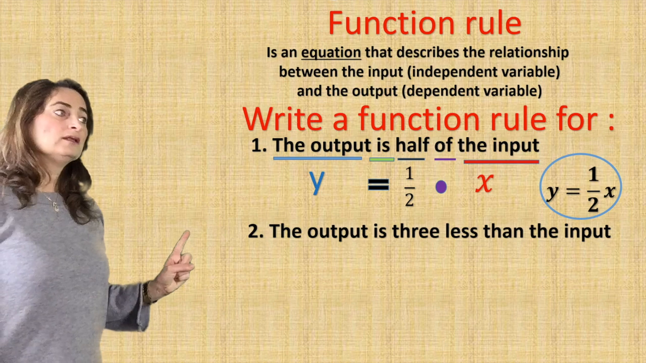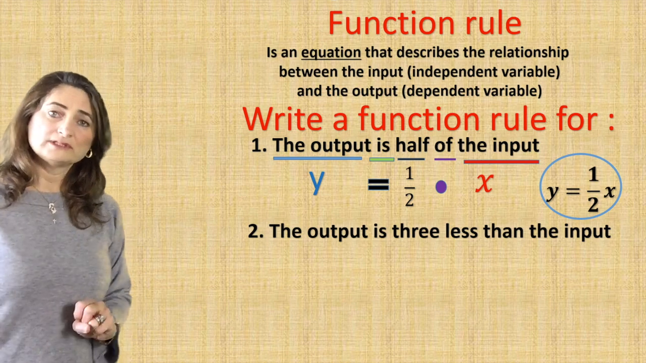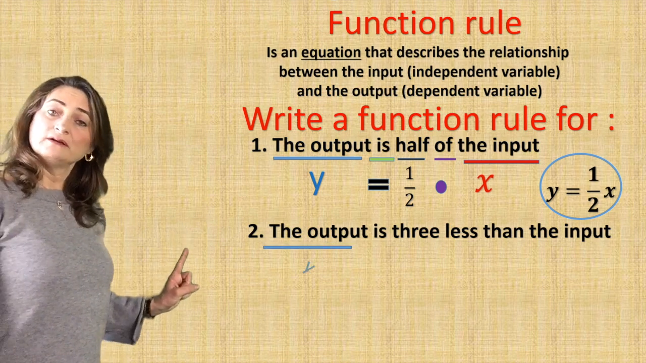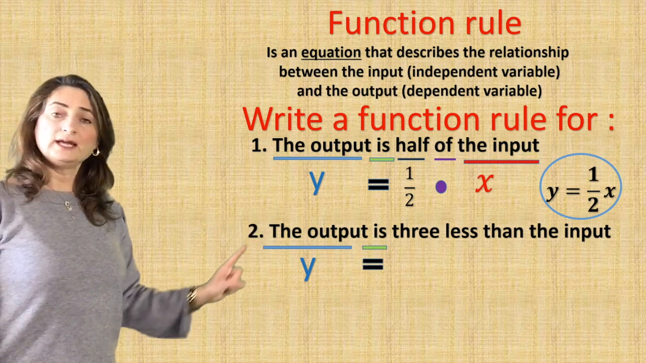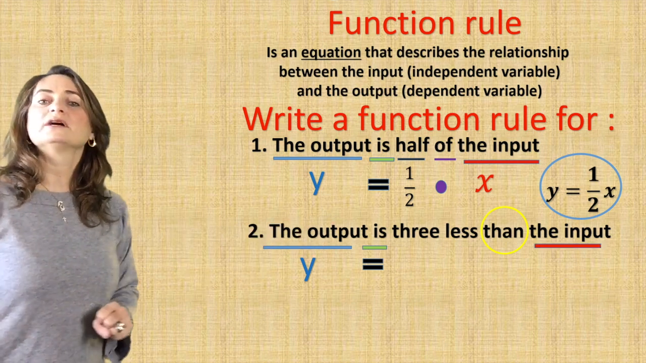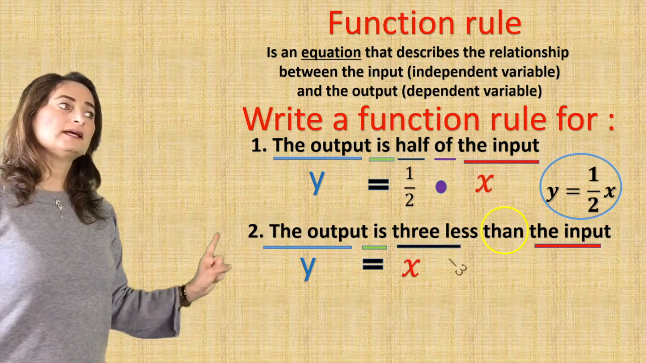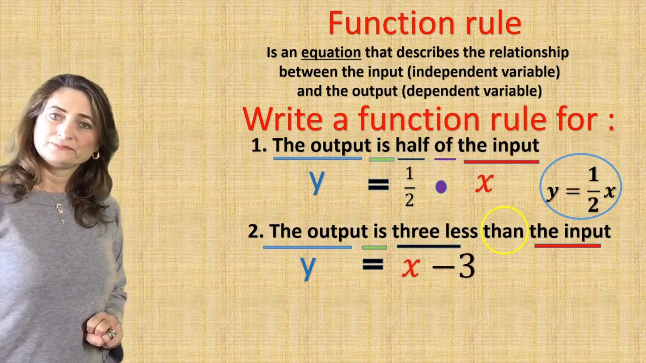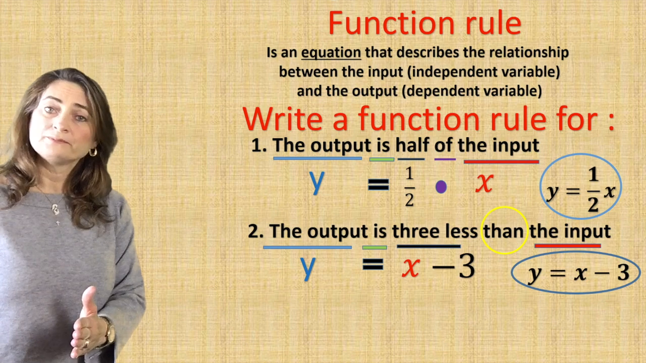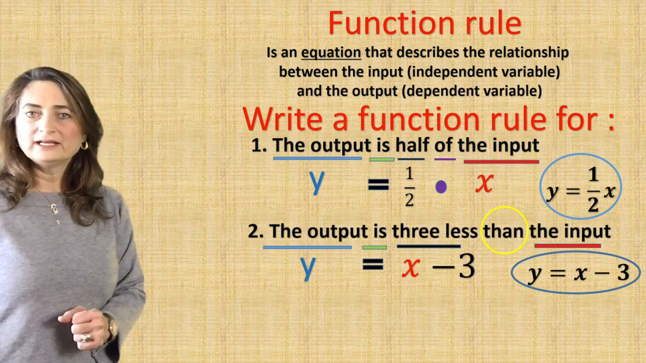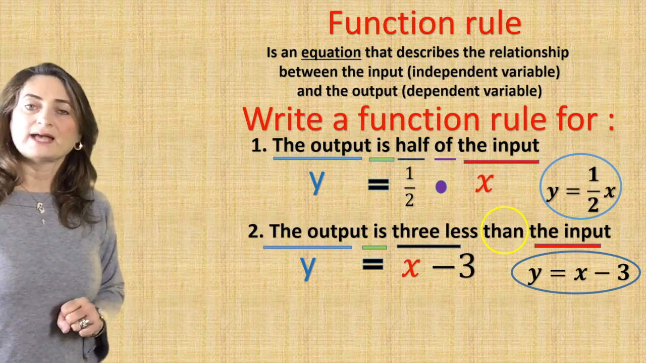Here's another example. The output is 3 less than the input. This time, watch the word than, and I will tell you why. The output, which is y, is means equal. Now, do not start with 3 less. Circle than and start with whatever comes after than. And it does make a difference. The input, which is x, then go back and say 3 less means minus 3. Why? Because when you subtract a number, for example, 4 minus 3 equals 1. But 3 minus 4 equals negative 1. So the order does matter.